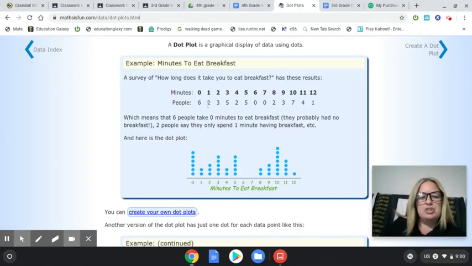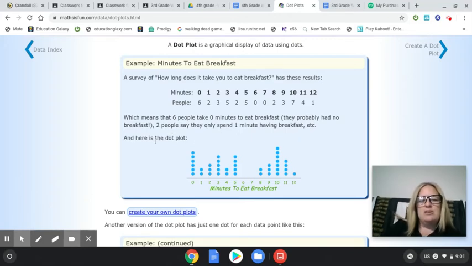And there are 2 people who took only 1 minute. They ate their breakfast really fast. And 3 people who took 2 minutes, 5 people who took 3 minutes, and so on. So this means that 6 people take 0 minutes. They probably had no breakfast at all. That's what we said. 2 people say they only spend 1 minute having breakfast, etc.